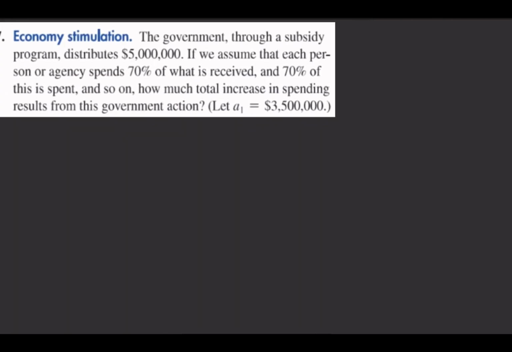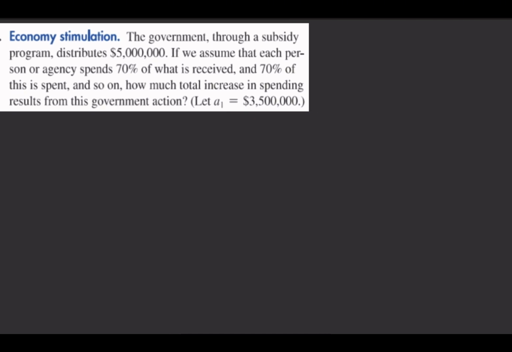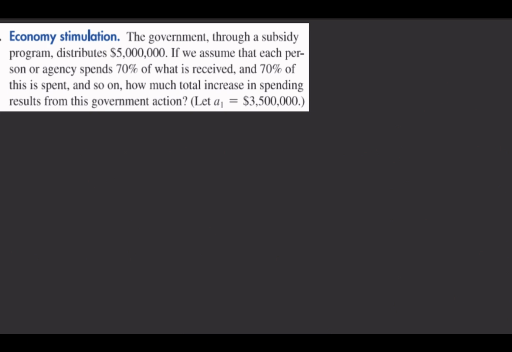Finally, something related to economics. Alright, so the government, through a subsidy program, distributes $5 million. If you assume that each person or agency spends 70% of what it receives, and 70% of this is spent, and so on, how much total increase in spending results from this government action?